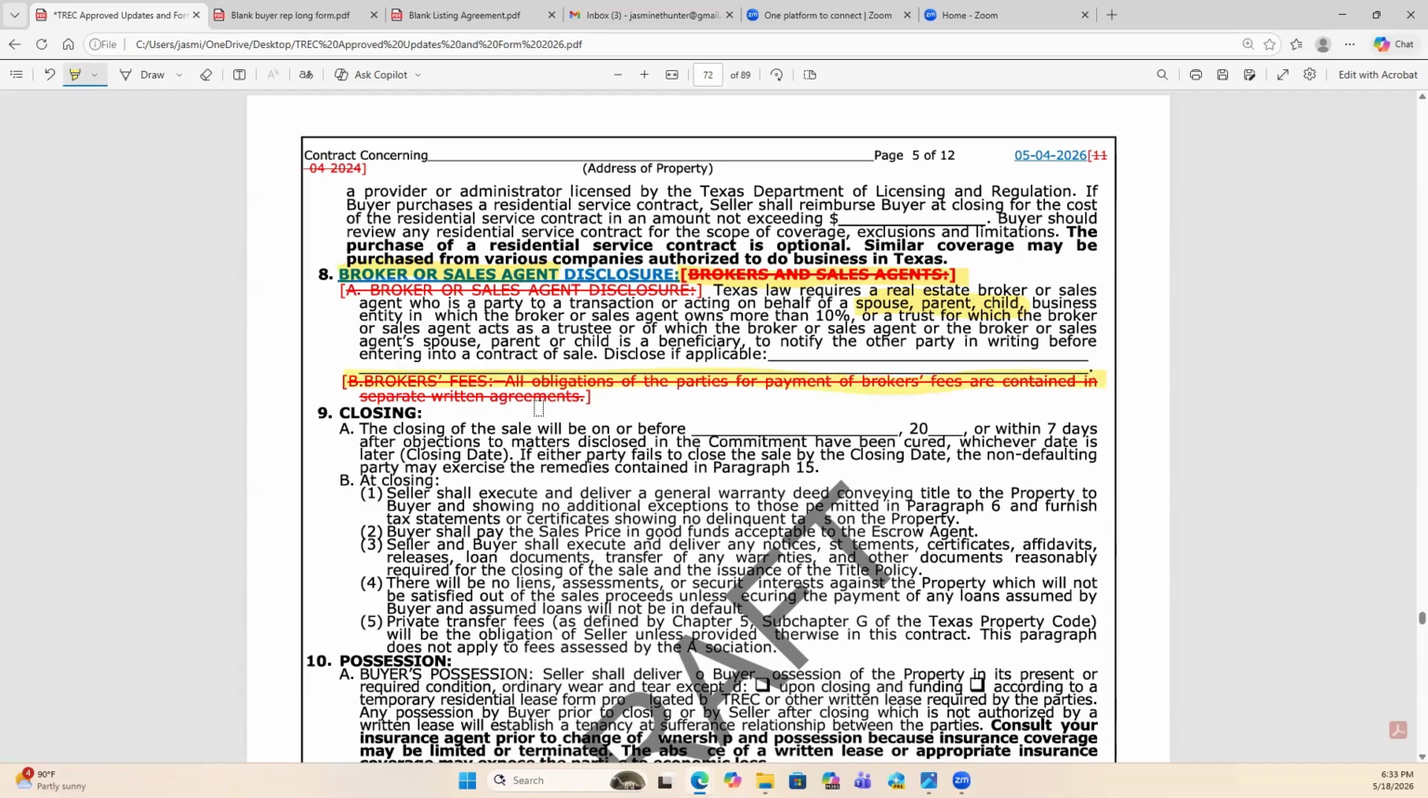Okay. So when you're talking about brokers or sales agents, this is the first place in the contract previously where the obligation on who pays the fee has been placed into the contract. The first place from paragraph 1 all the way down to 23, paragraph 8B used to be the very first place that we discussed who pays the fee. Okay. What it used to say, broker's fees are all obligations of the parties for payment of broker fees are contained in separate written agreements.